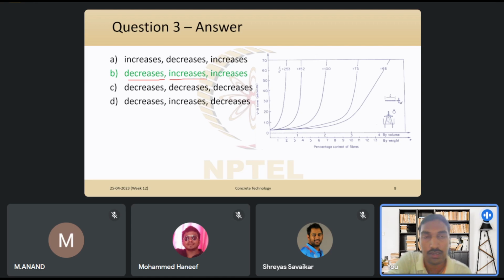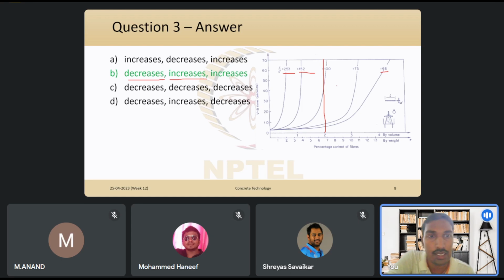The other question was what happens with the aspect ratio. If you look at it, we have different aspect ratios here: 253, 152, and so on up to 66. So you pick any one percentage content of fiber, and for that given percentage content, if you go up, what do you see? The curve on the bottom corresponds to an aspect ratio of 66, the next one corresponds to 73, and the third one to 100. As we go up, the aspect ratio is increasing. So for a given percentage content, as the aspect ratio increases, your VB time is also increasing.